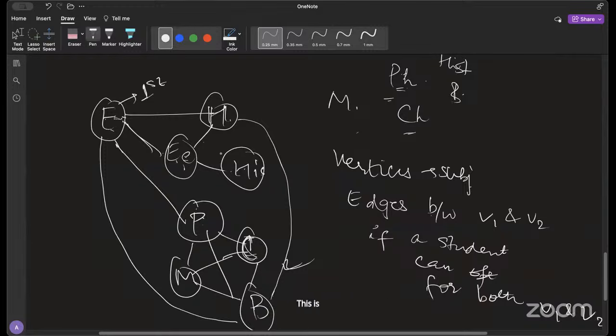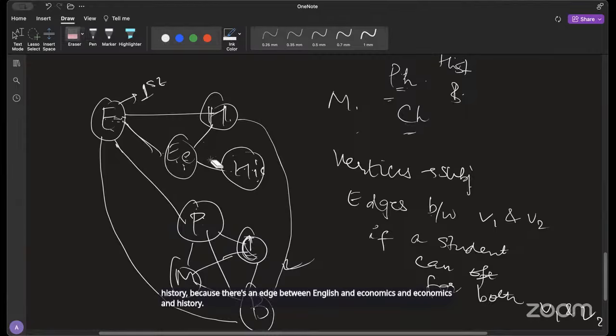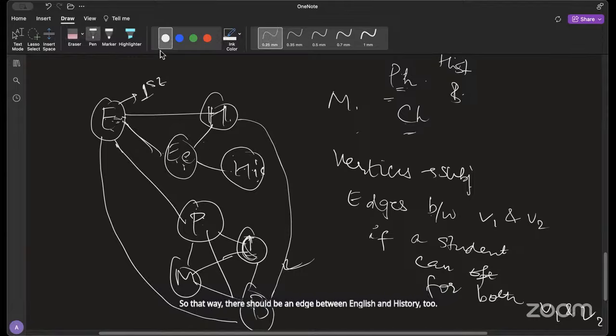This is just for you people to understand, but technically there should be an edge between English and history, because there's an edge between English and economics and between economics and history. So that way there should be an edge between English and history too, by logic, but let's just not go that way. Let's just stick to this graph only.